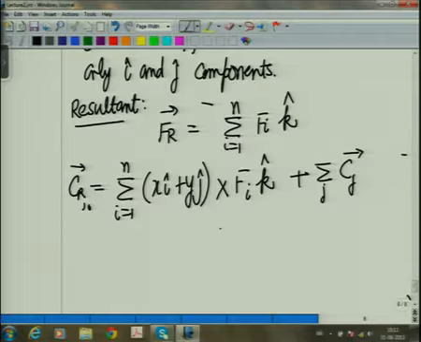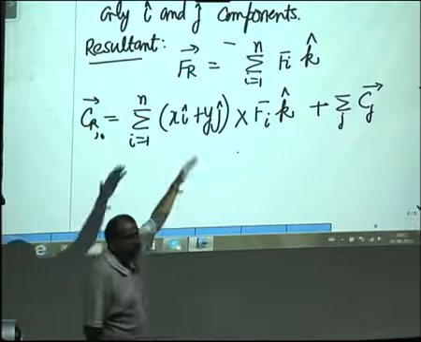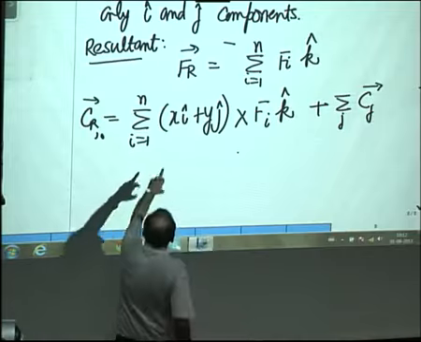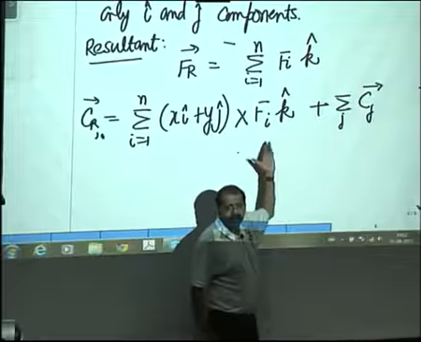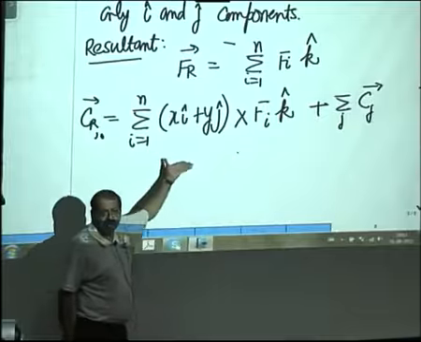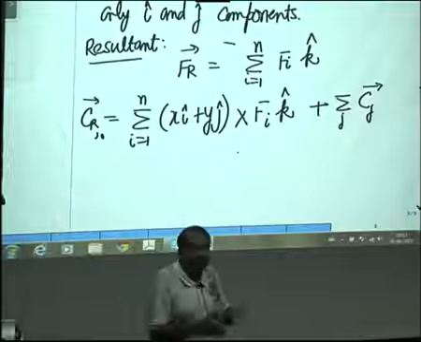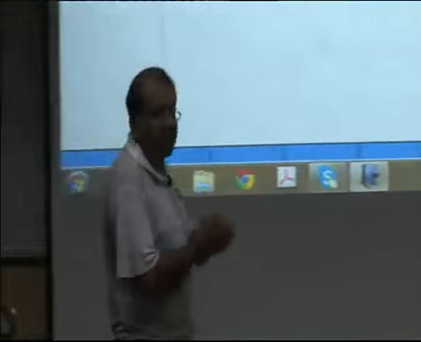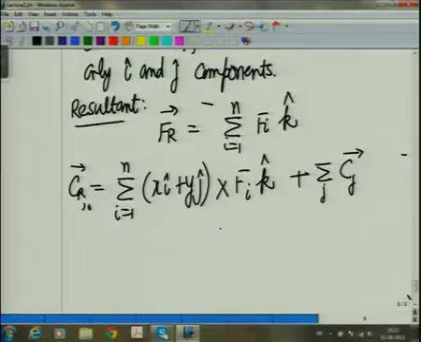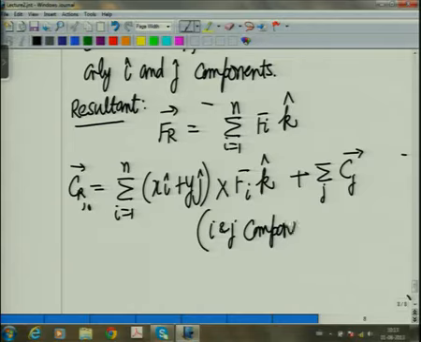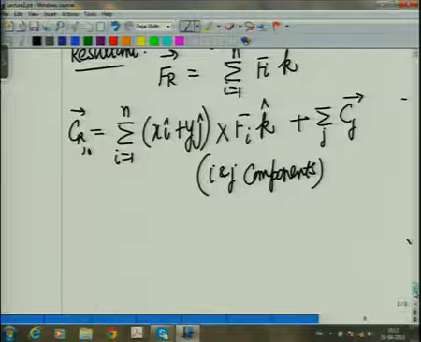So now let's see what components this couple has. Forces have k direction. What will be the direction? i cross k will give me j. j cross k will give me i. That means this will have i and j components, and the couples also have only i and j components. So the couple resultant, which I take about any point, will have only i and j components.